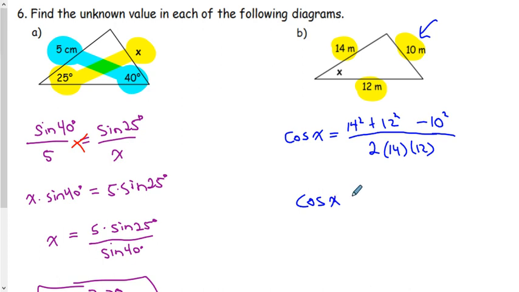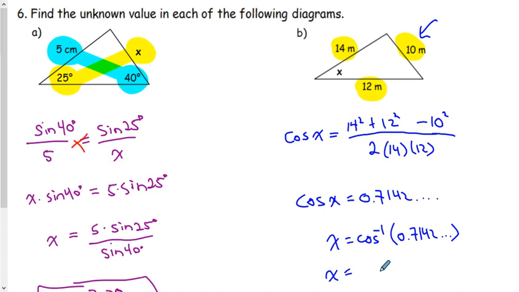You should get cos x equals 0.7142, and it keeps going. Keep that in your calculator, and then do the cosine inverse. What do you get? We get an angle of 44.4 degrees. Were you able to get there?